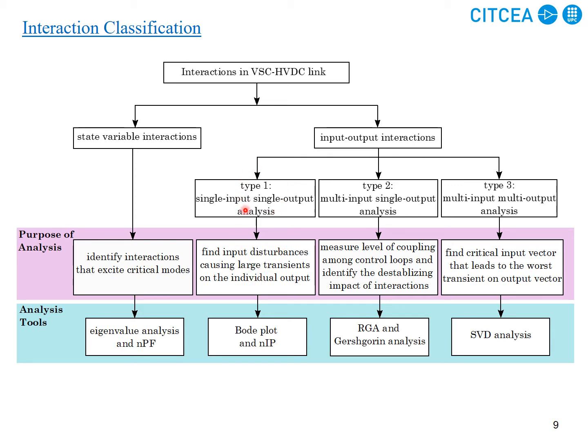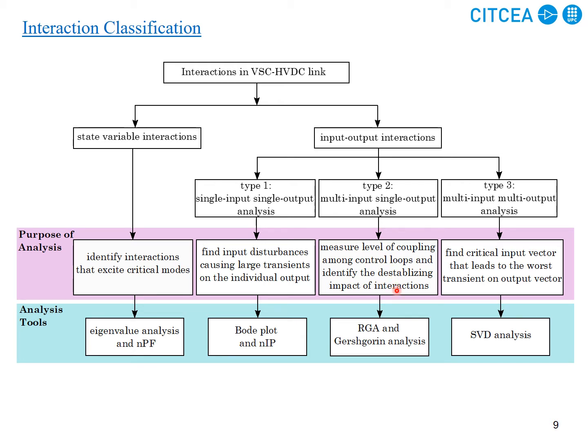With type 1, we are checking input-output pairs one by one to see which one has the largest transient on the output. The typical tools for this are the Bode plot and normalized input participation. Actually, normalized input participation is an extension of the Bode plot, just another representation of the results of the Bode plot.